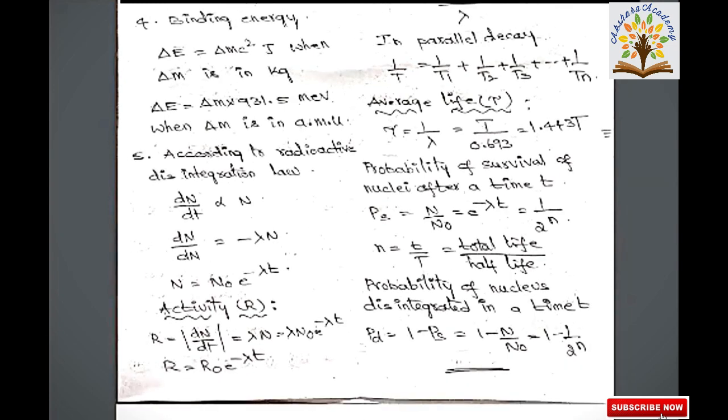And in parallel decay, the reciprocal of the effective half-life is given by 1 by T is equal to 1 by T1 plus 1 by T2 plus 1 by T3 and so on plus 1 by Tn. And the reciprocal of the decay constant is called the average life of a radioactive substance. So average life tau is equal to 1 by lambda, which is equal to T by 0.693, that is equal to 1.443 capital T.